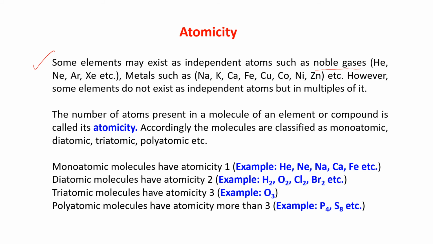Metals such as sodium, potassium, calcium, iron, copper, cobalt, nickel, zinc, all these, etc., they can move independently. However, some elements do not exist as independent atoms. Okay? See the second point. The number of atoms present in a molecule of an element or compound is called atomicity.